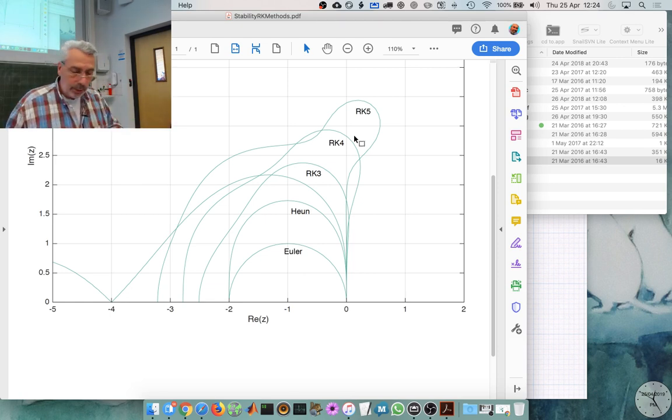Still there's one item left, and that is about the global error. Now, if you do it in practice, and you make a plot, for instance this, and then here you have the step size h.